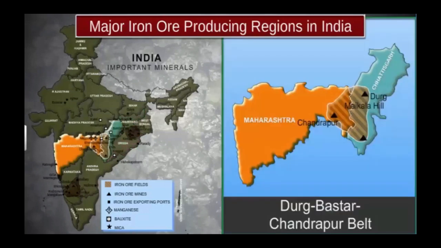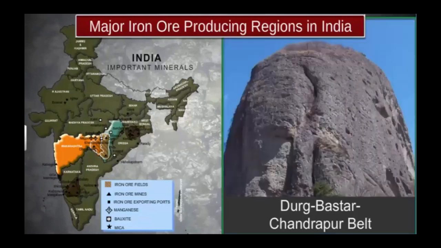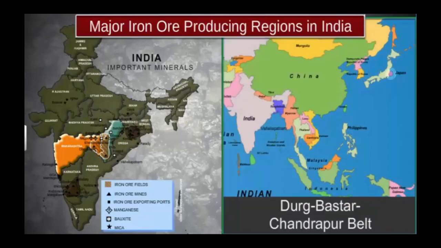The Durg-Bastar-Chandrapur belt is spread over parts of Chhattisgarh and Maharashtra. You will find the famous Baila Dila hills that look like the hump of an ox. These hills contain 14 deposits of hematite that is ideal for making steel. The produce from these mines is exported to Japan and South Korea via Visakhapatnam port.